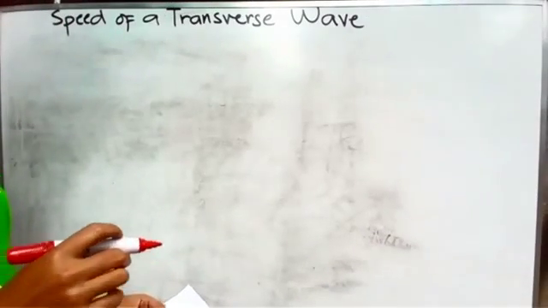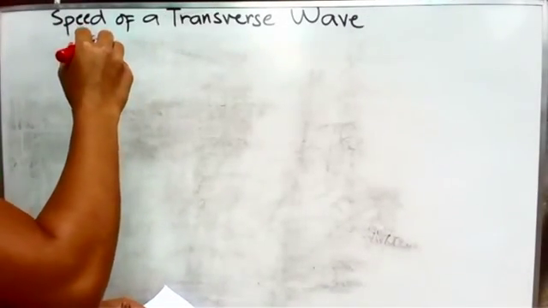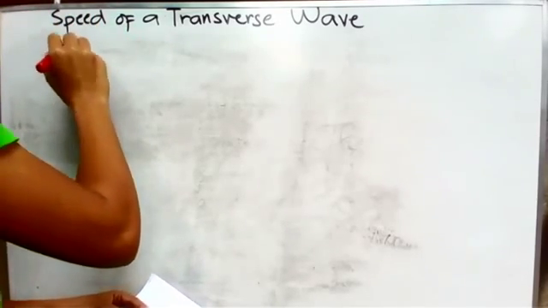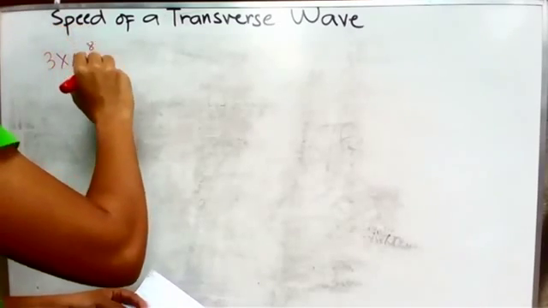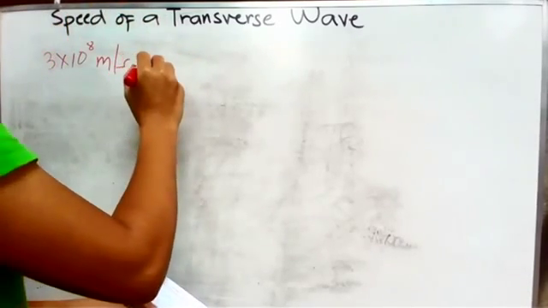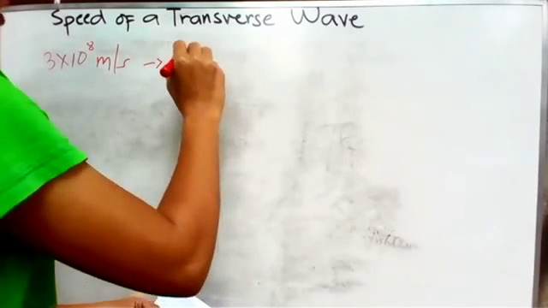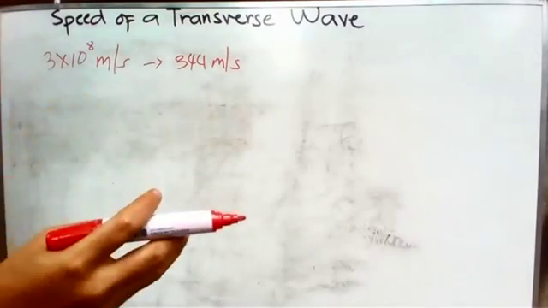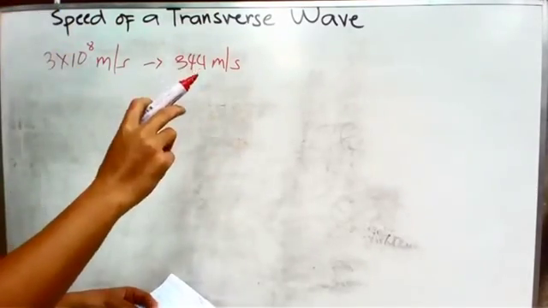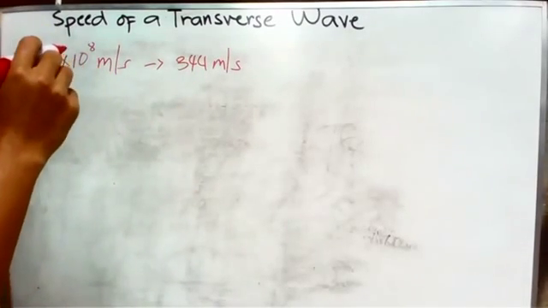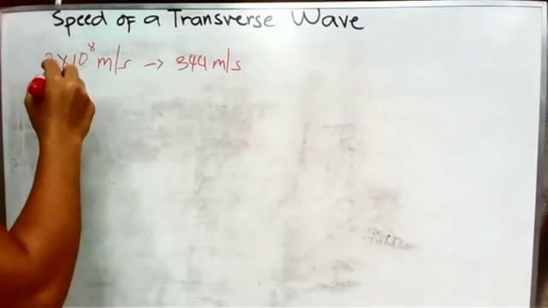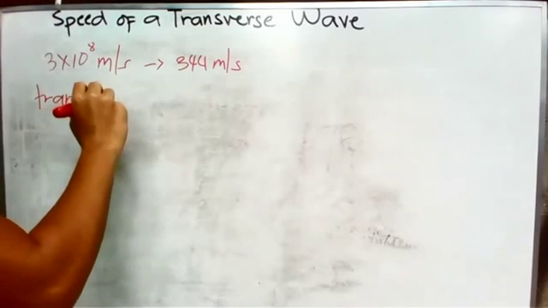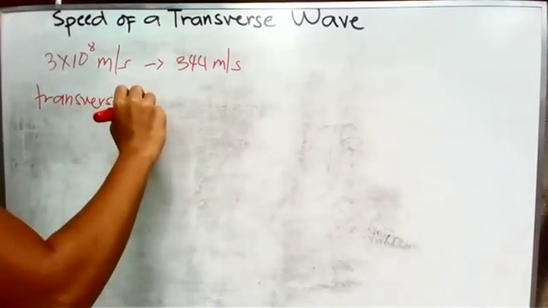Light waves in air have a much greater speed of propagation than sound waves. Light waves travel at 3 times 10 to the power of 8 meters per second, while sound waves travel at 344 meters per second. This is the reason why we see the bolt of lightning before we hear the thunderclap. Here we will see what determines the speed of propagation of a wave, where we consider a transverse wave on a string.